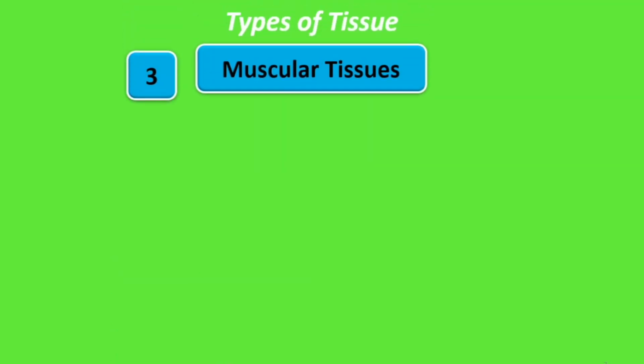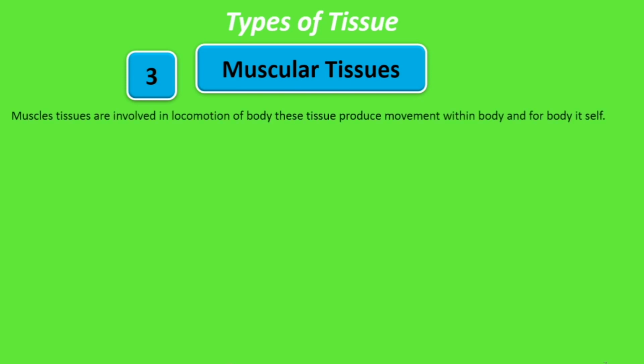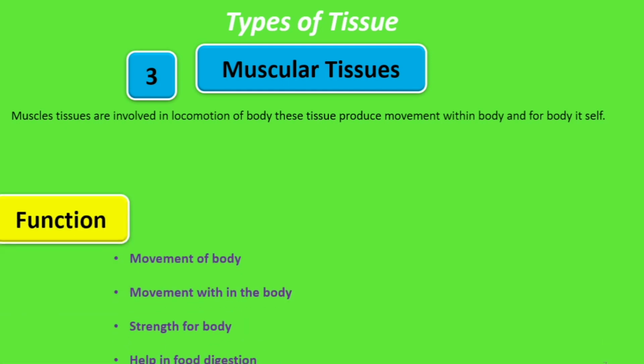The third type of tissue is known as muscular tissue. These tissues are present in the muscles of our body. Muscle tissue is involved in locomotion. These tissues produce movement within the body and for the body itself. If we talk about the function of muscular tissue, these tissues perform the following functions.